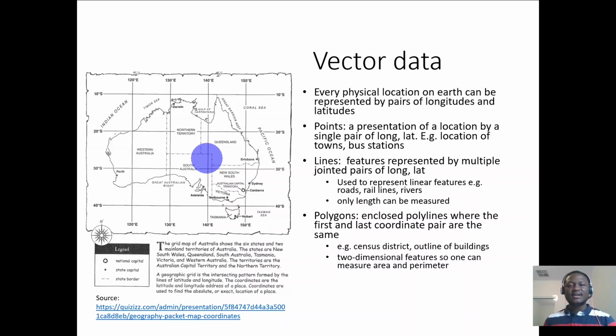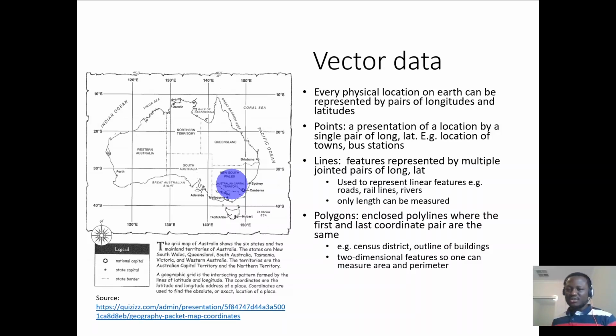So point data, which is a type of vector data, then is a representation of a location with a single pair of longitude and latitude, as I have demonstrated with Melbourne. And these points, of course, are non-dimensional, so which means that you cannot measure distances or length. Now, lines represent multiple pairs of longitudes and latitude which have been connected or joined, and therefore they represent linear features such as roads, rivers, railways, and so on.